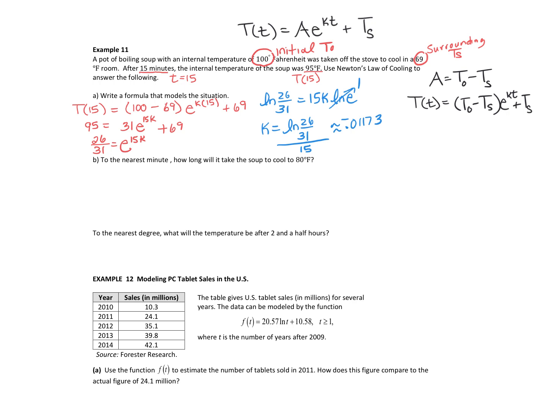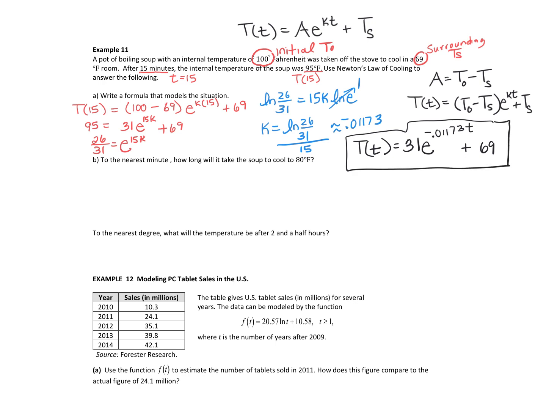So we haven't written our model yet. We needed to know what that k value was, and then our model is going to be T of t equals 31, that was the difference between the initial temperature and the surrounding air, e to the negative 0.01173 times t plus 69. So this is our model. And then we can start answering some questions. To the nearest minute, how long will it take it to cool to 80 degrees Fahrenheit?